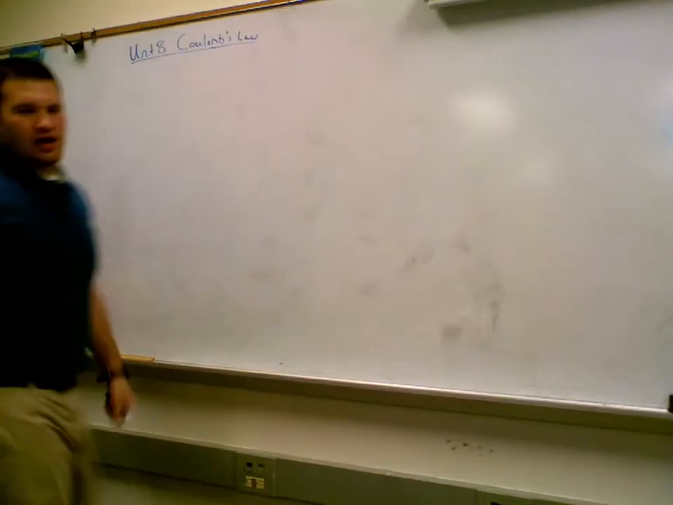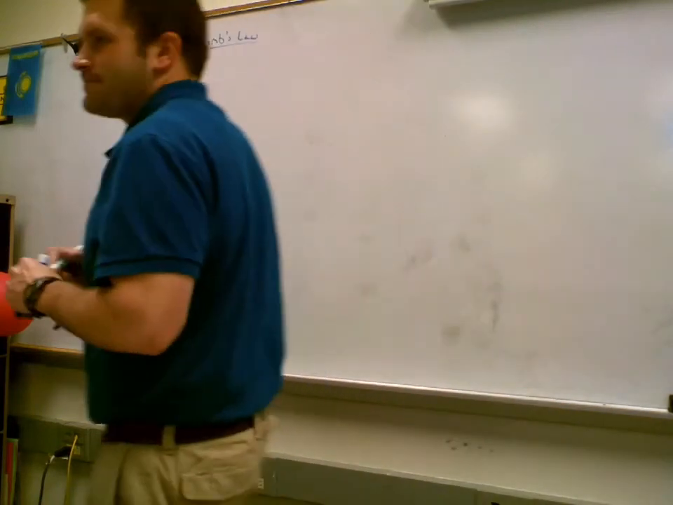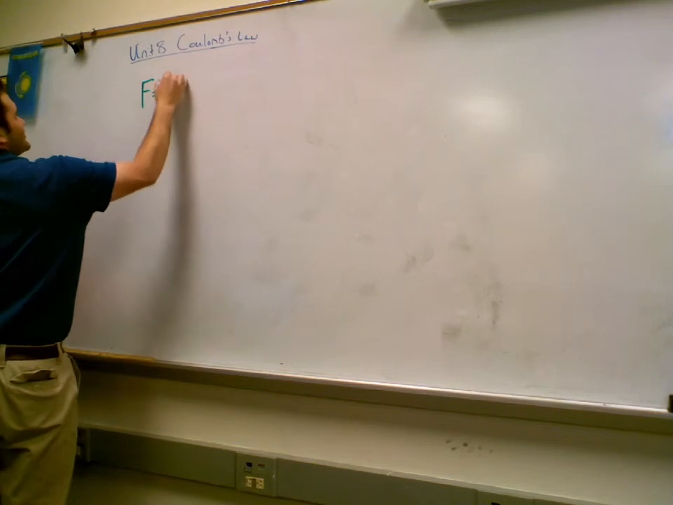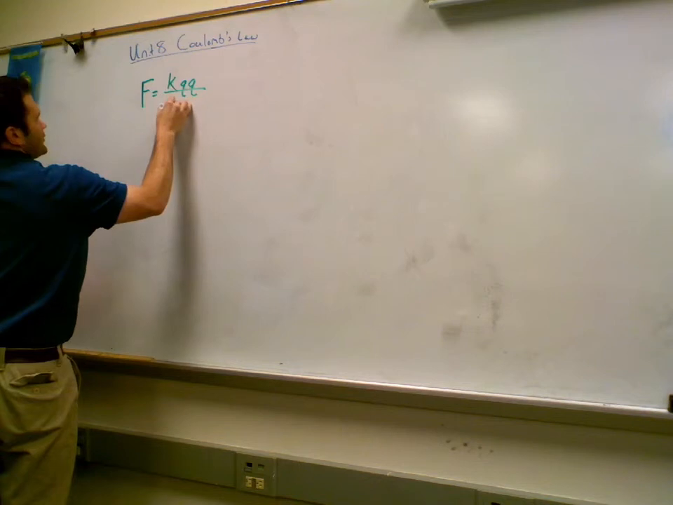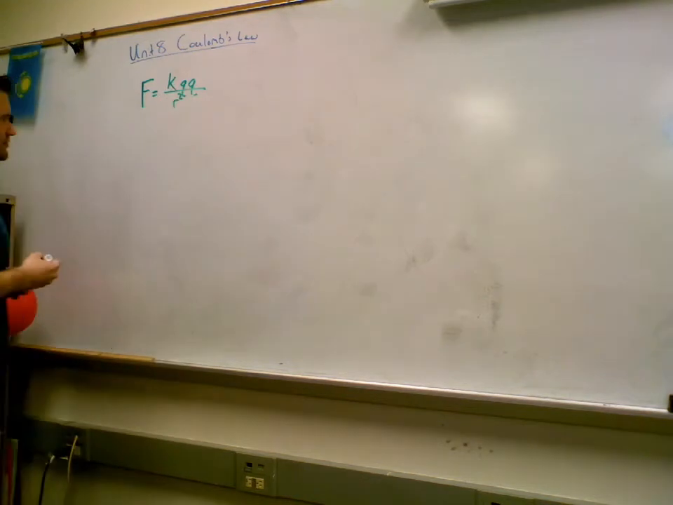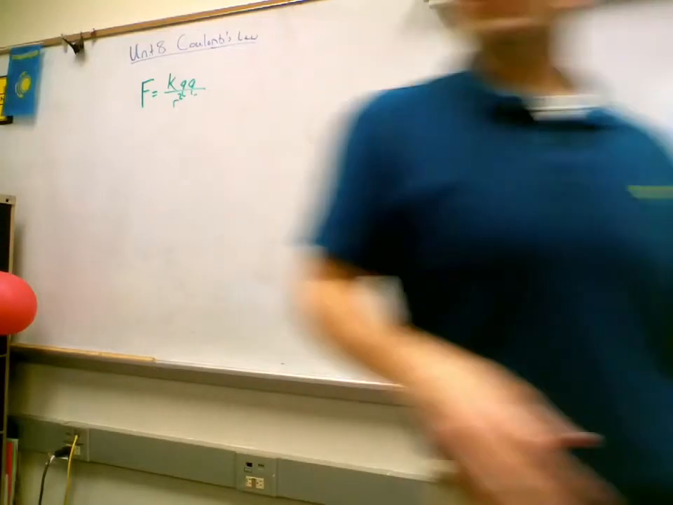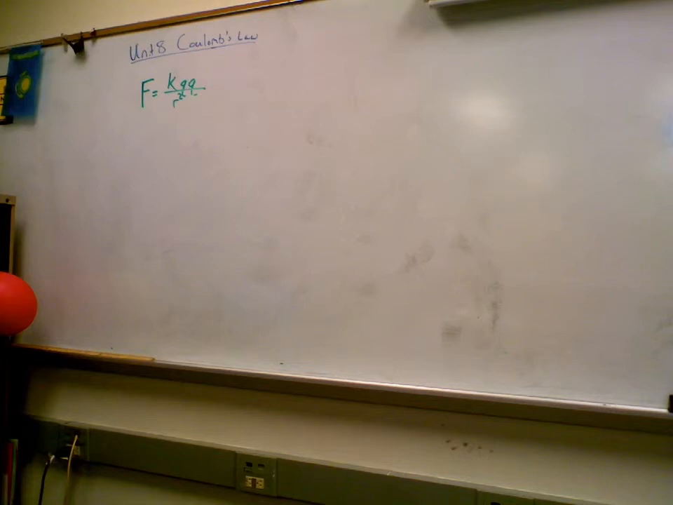Unit 8, Coulomb's Law. Anybody remember what Coulomb's Law is? F equals k Q Q over R squared. You can call them Q1 and Q2, or you can just write QQ. But you need to know that the two Q's are not the same charge. If they were the same charge, we would just write Q squared, right? So there are two different charges.